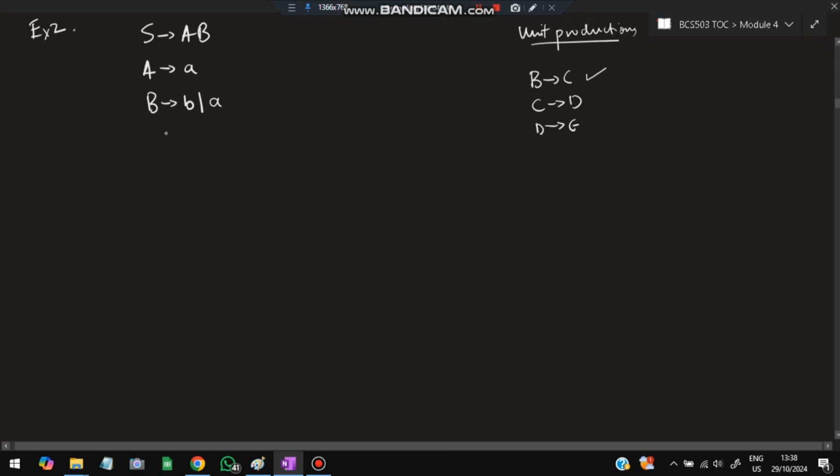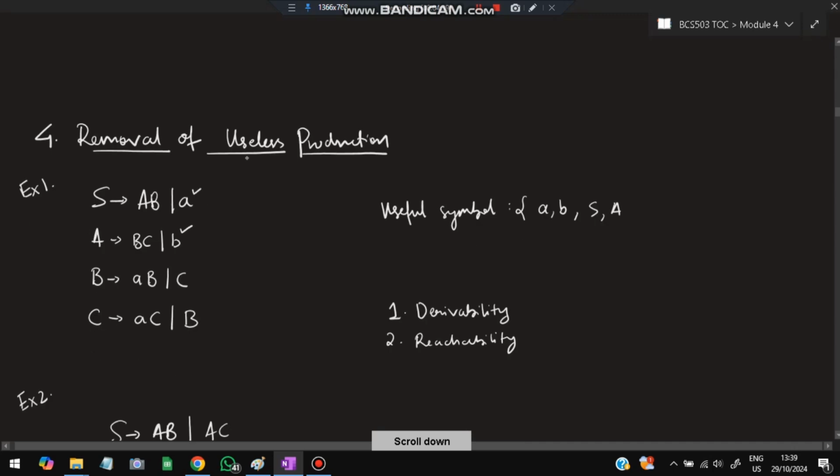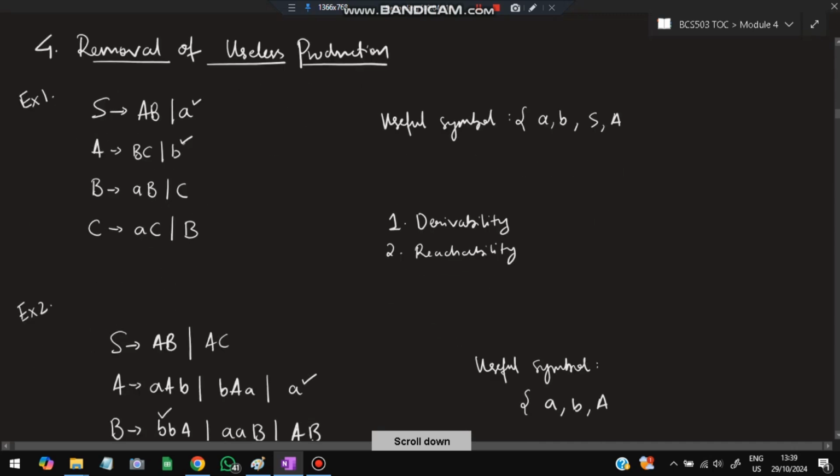Okay, but it's not always as simple as erasing from the screen. You have to follow some other rules also, because it might be having a C in between here also. So we'll be discussing what kind of rules can come in other types of questions. Moving on to the next rule, which is removal of useless productions. See here, this question is given to us, and we have to remove the useless production.